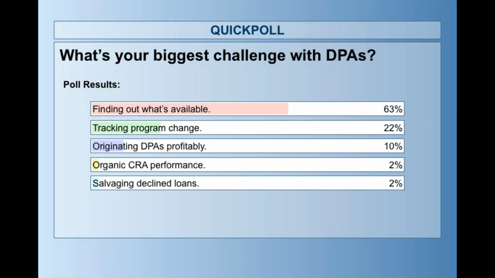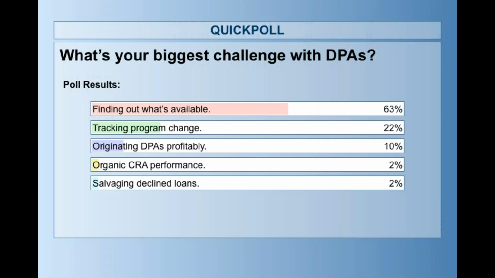Pretty obvious that figuring out what's even available in your market is by far the most significant challenge that many of you face. Totally makes sense. It's at the top of the list for us because that's what we hear most commonly. Not surprised to see that at the top of the list here either. Likewise, tracking the program change.